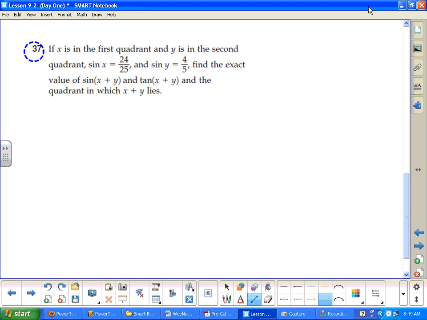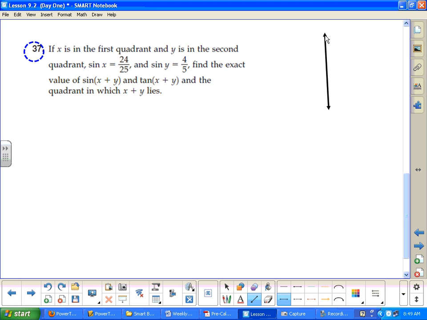Grant, what do you think? What's the first thing I should do? Draw the triangles, exactly, okay? Here's the thing. Whenever they give you information that's not on a unit circle, the very first thing you should do is draw triangles so that you have all of the information you could possibly need. Okay? So we're going to draw the triangles first.